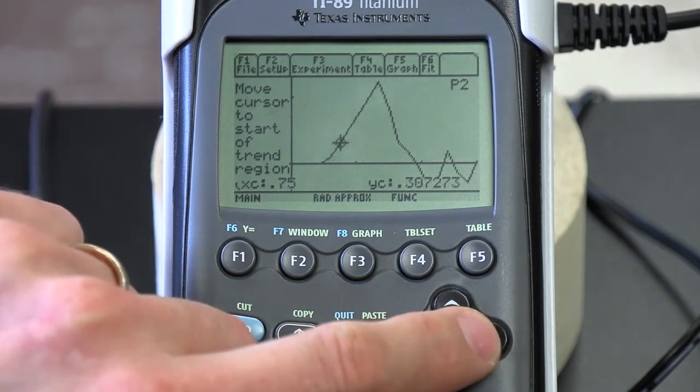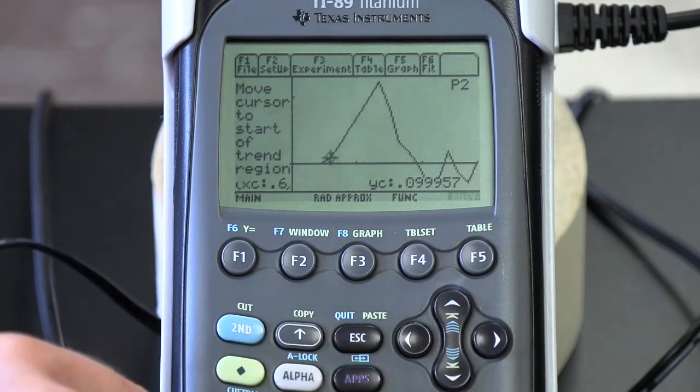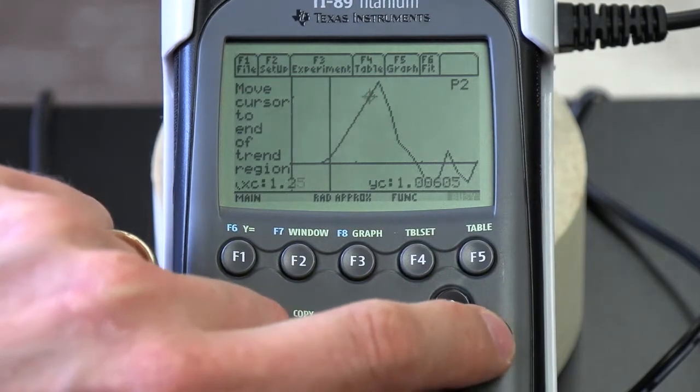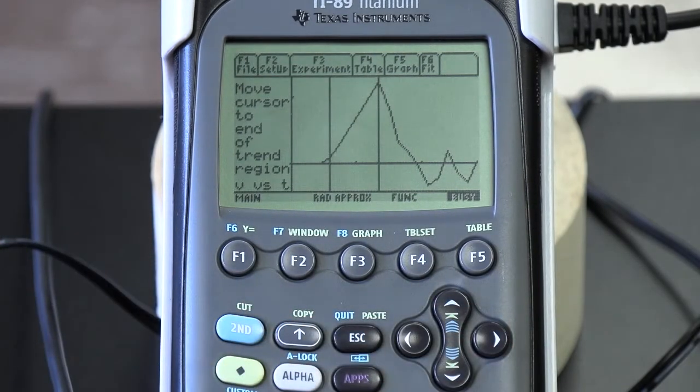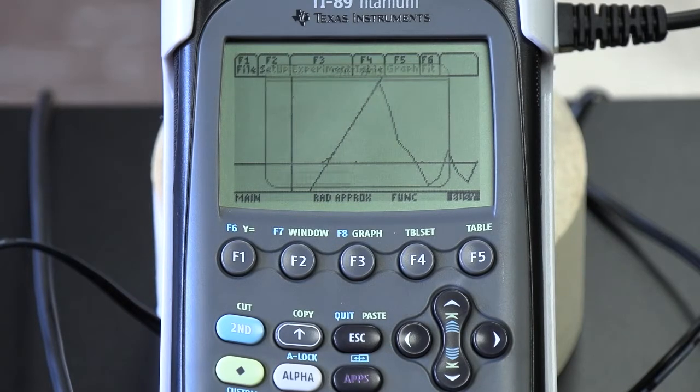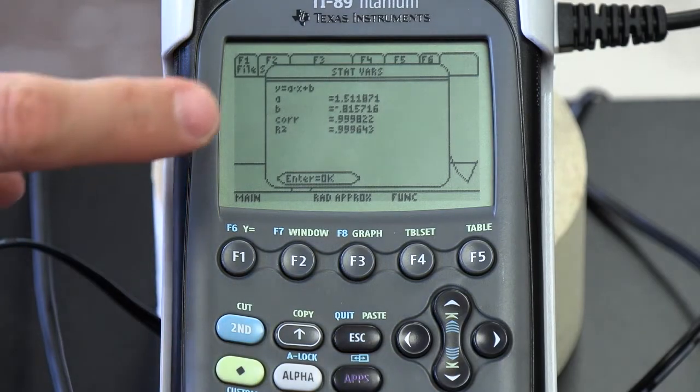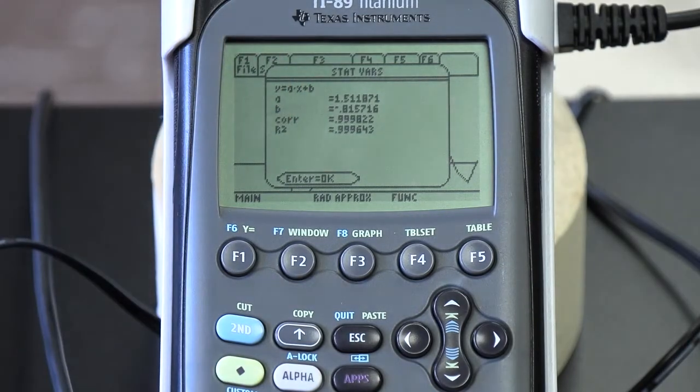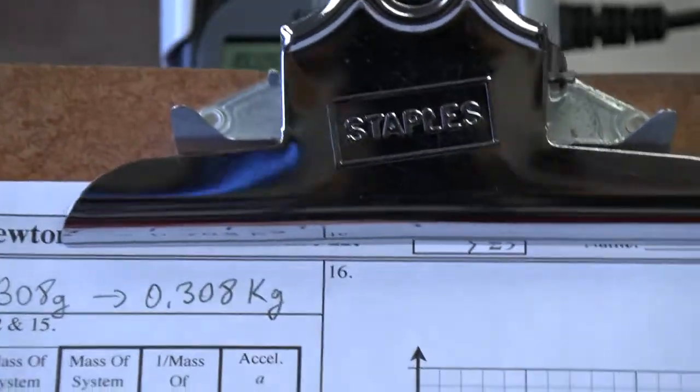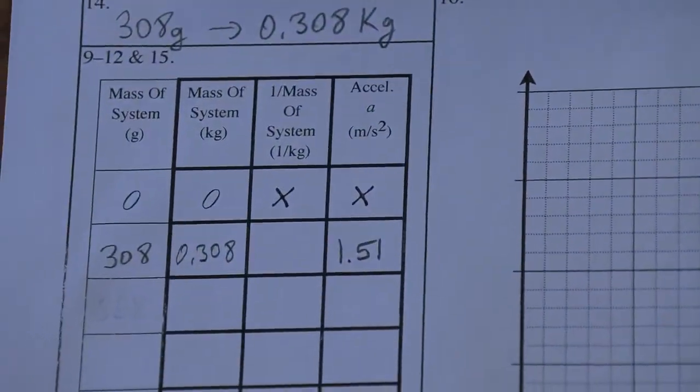I guess that's pretty good. And it ended there. So we're going to wait till that gives us the acceleration, the slope. All right, I don't know if you could see that. I see about 1.51, so I'm going to put that in for the acceleration. Okay, so this is what I have so far.